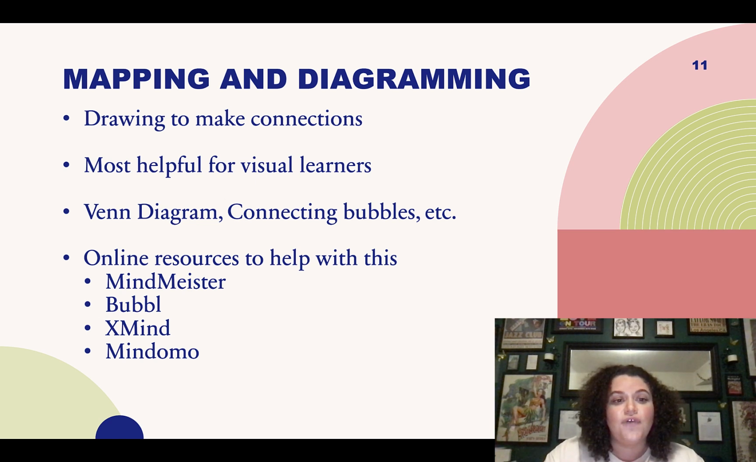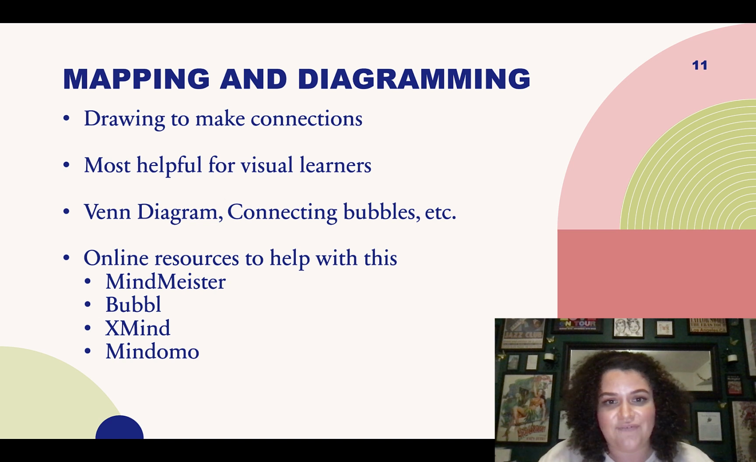There are a lot of online resources to help with this if you are interested. These are just a few: MindMeister, Bubble, Xmind, Mindomo. These will help you make these diagrams or make little blurbs and make maps between them, make the connections, if you want it. If you don't want to be that fancy, you could literally just take a piece of paper and do that on your own. Again, drawing to make connections.